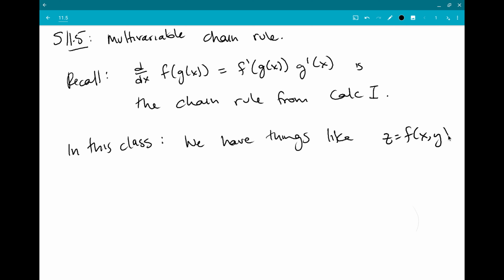So we've been dealing with things like z equals f of x, y. So for example, z equal to x squared plus y squared. And so more than just f of x, we're dealing with f of x, y. z depends on two different variables, and we've been learning about partial derivatives.